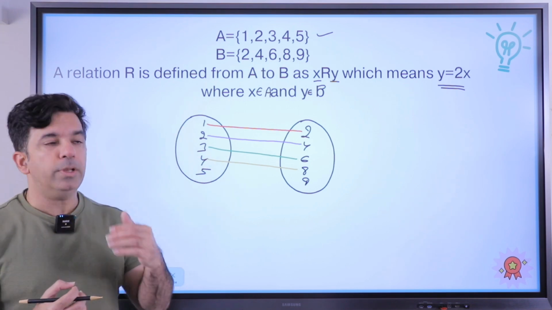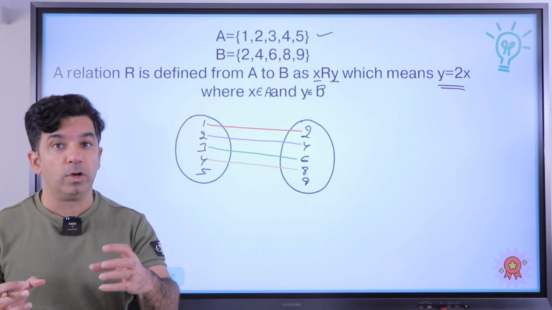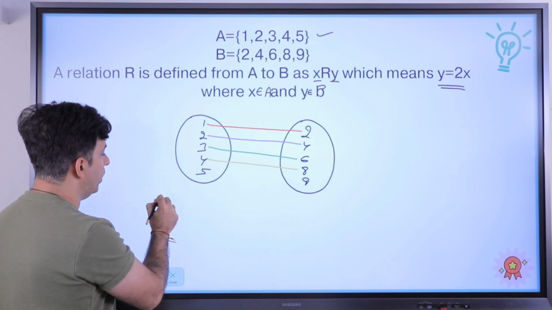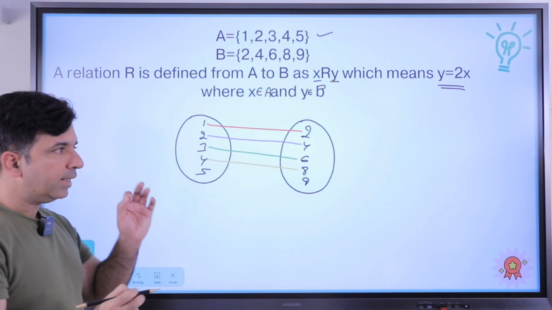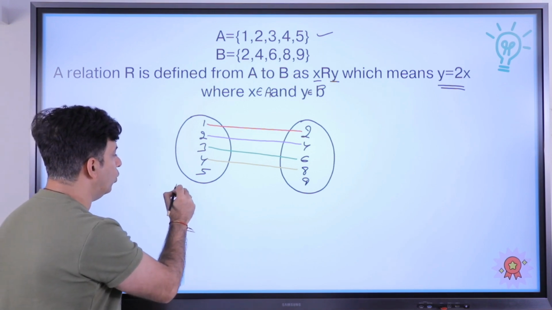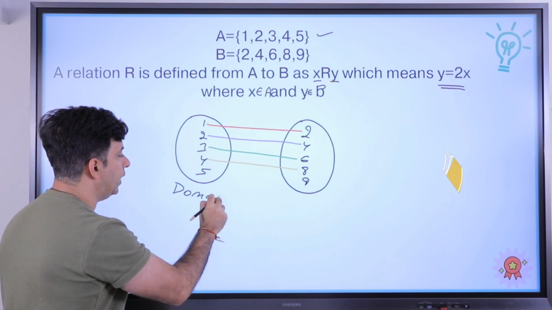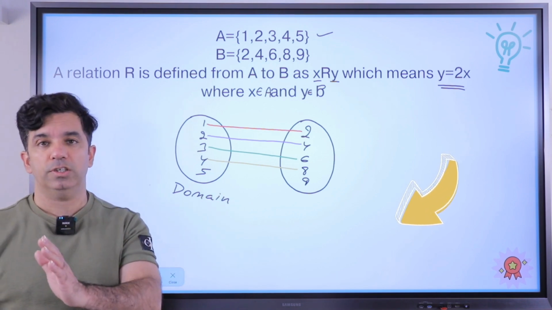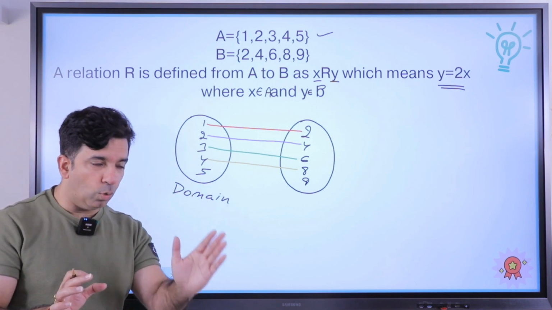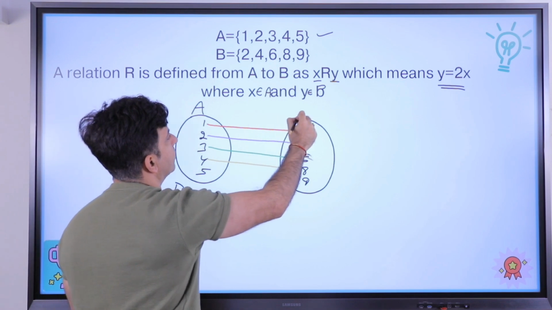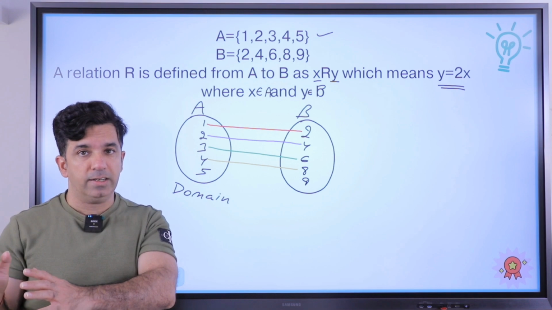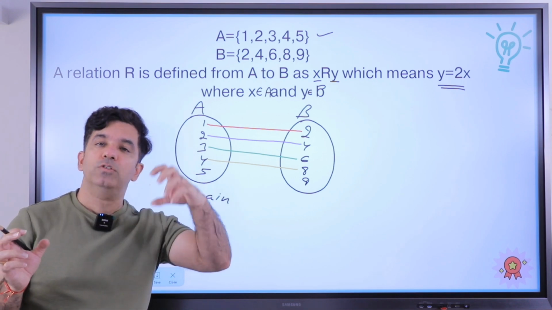Now comes some new terms. These new terms are going to last for very long, and we are going to use them so many times. So just understand these new terms. The first new term is domain. Domain of our relation starts from those elements in the set A, which is the first set, which have a connection with elements of set B.